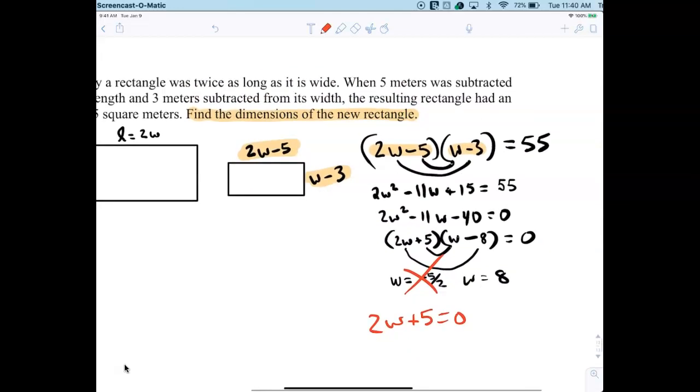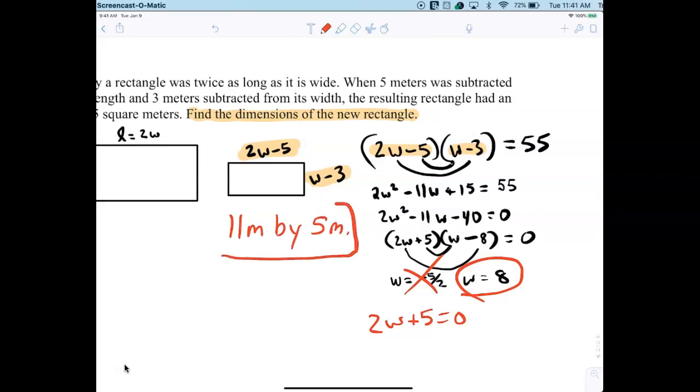So the dimensions, remember, the answer is W equals 8. So what are the dimensions? It would be 11 meters by 5 meters. And why couldn't it be a negative then? So draw a rectangle with a negative width.